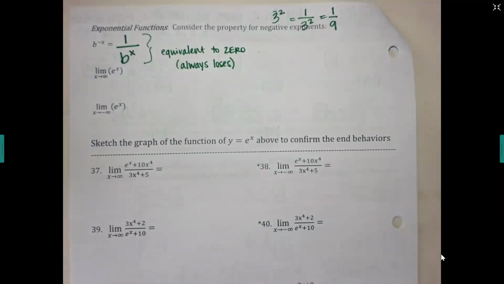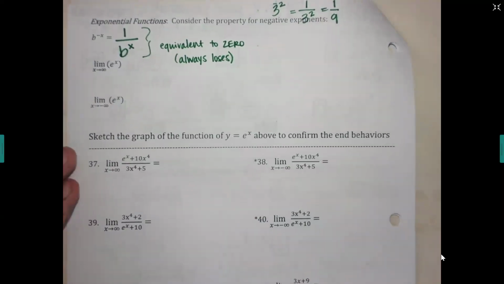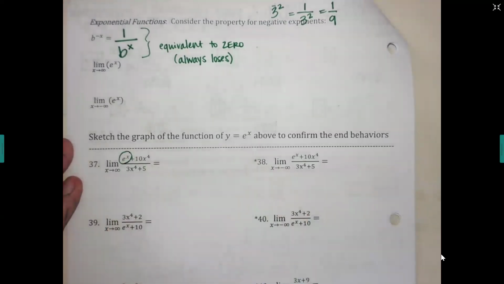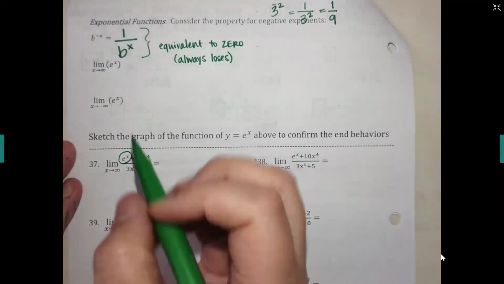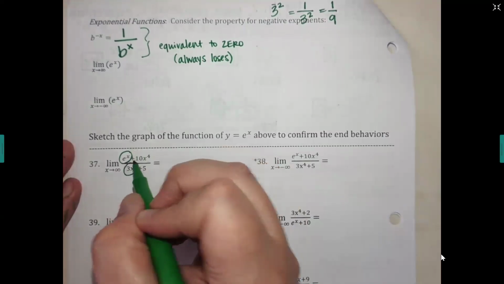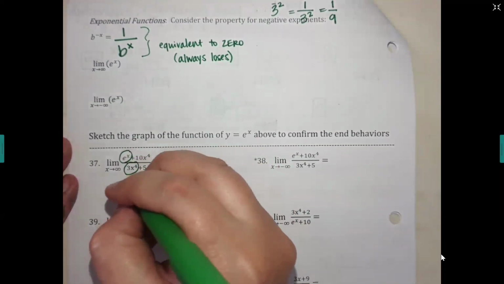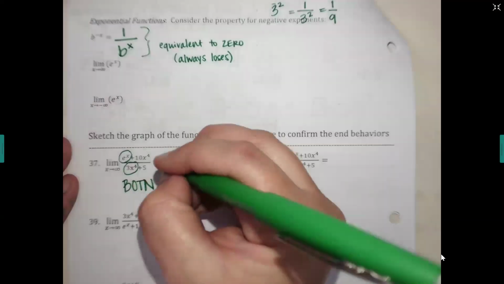So go to 37. For 37, the biggest thing I have on top is an e to the x. On the bottom, the biggest thing I have is an x to the 4. Who's bigger? E to the x is on the top, which means this is a Button. And it's a DNE. Perfect.